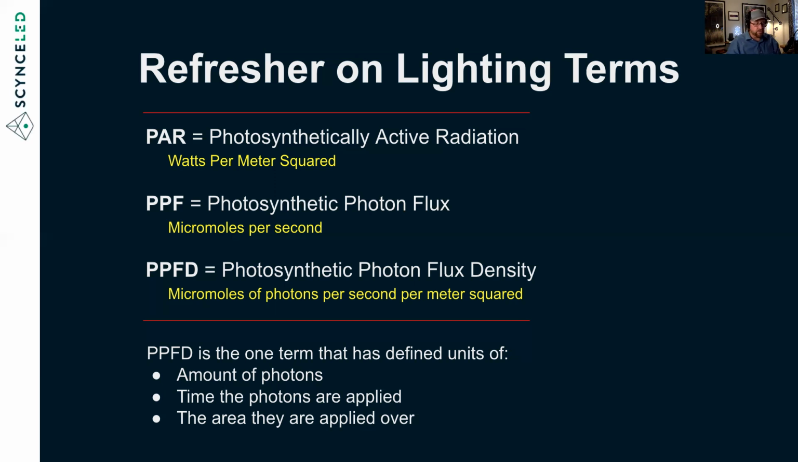Now, it turns out that some of the older white papers, some of the older research papers out there, used to use PPF and PPFD kind of interchangeably. And the best way to tell which one of those you're reading in these older papers is whether it's expressed in per meter squared. If you have a unit with a meter squared behind it, then that's going to be PPFD. If you don't have that meter squared, then you're talking PPF. So the reason we like to talk PPFD is because you get the amount of photons, the time those photons are applied, and the area they're applied over. So all really important things to know when it comes to growing plants.